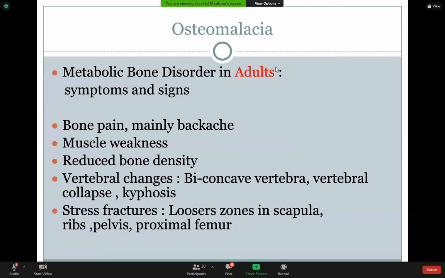So osteomalacia is a metabolic bone disorder in adults. Symptoms and signs include bone pain, mainly backache, muscle weakness, reduced bone density, vertebral changes. So in the vertebra, you can have biconcave vertebrae, vertebral collapse, or kyphosis. You can get stress fractures. So you can get something called Looser zones in the scapula, ribs, pelvis, and proximal femur. Looser zones are areas of radiolucency.